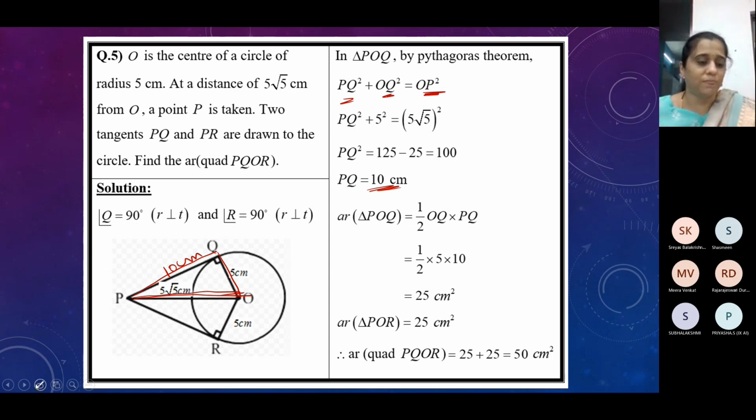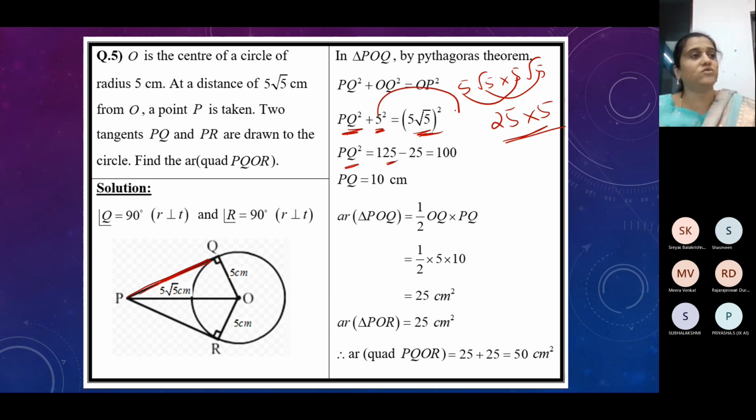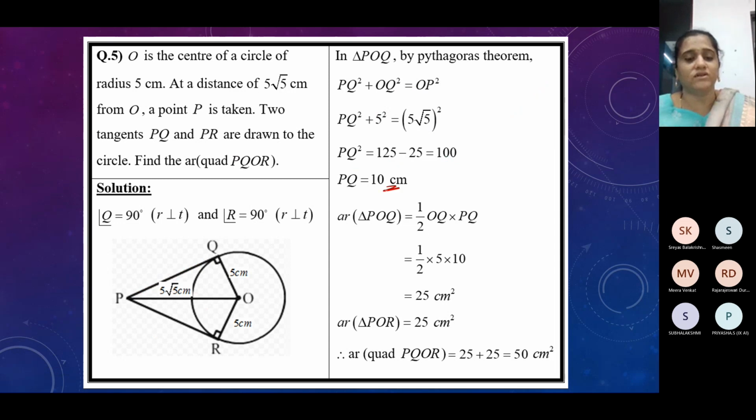We don't know PQ. This is what we don't know. So you can see PQ square, 5 square and 5√5 whole square. So PQ square is equal to, this is 125 because 5√5 into 5√5: 5 5s are 25, √5 into √5 is 5, 25 into 5 is 125. And this 5 square will be minus 25, which is 100. PQ square is equal to 100. So PQ is equal to square root of 100, which is 10.